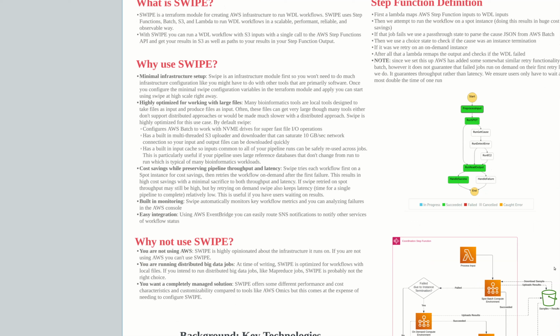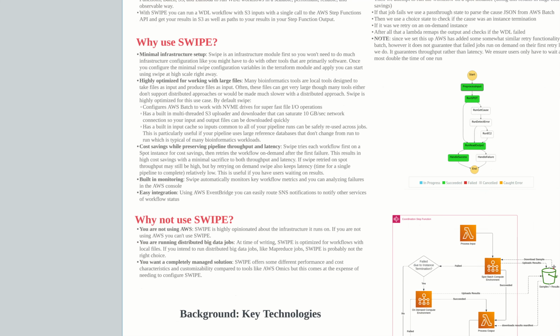Some reasons why you wouldn't want to use Swipe are if you're not using AWS or can't use AWS. Swipe is AWS infrastructure, so it cannot be run outside of AWS. And also if you're running distributed big data jobs, since Swipe is running everything on one instance each step at the end of the day. So if you want something like MapReduce jobs, Swipe is probably not going to help you out. And if you want a completely managed solution: Swipe has some pretty minimal configuration, but it's still configuration. It's still something you're managing yourself. And there are some turnkey solutions, new ones like AWS Omics, that do everything for you. So if you don't want any management, those might be interesting to explore.